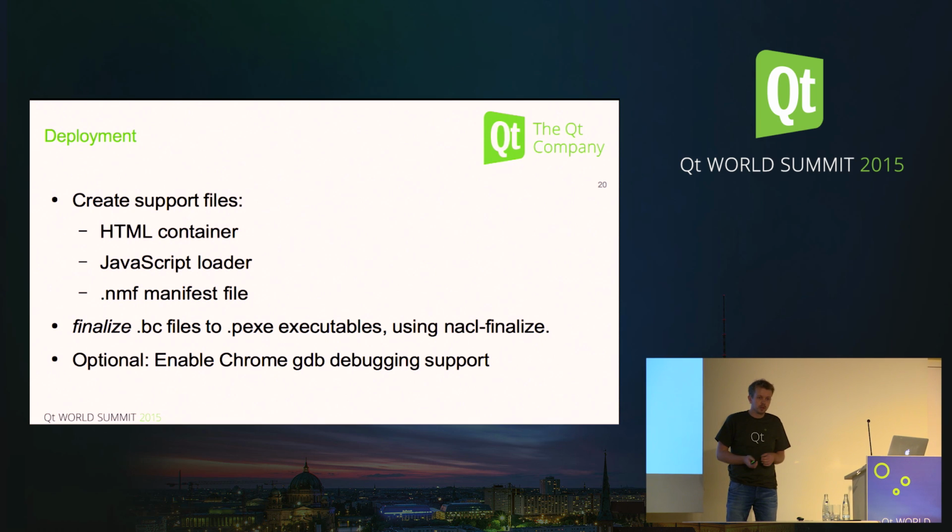There's an additional step for portable native client where the BC file needs to be finalized to the portable native client executable. So the BC file is an intermediate format that is dependent on the compiler version. So it's an LLVM bitcode file. But then the PX here is the portable or the stable executable that you can deploy on a web page and ship to the browser.